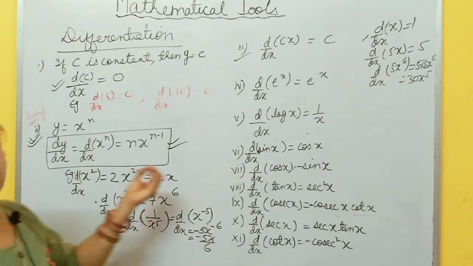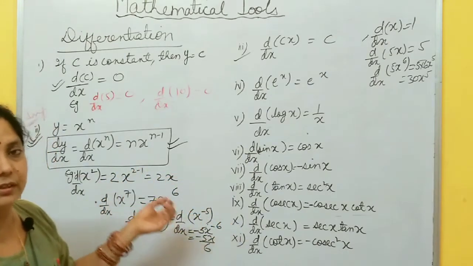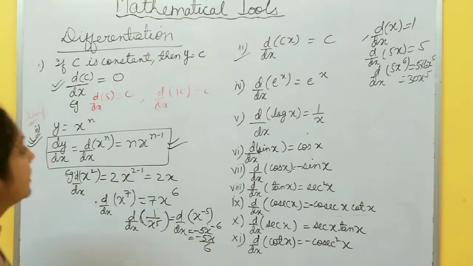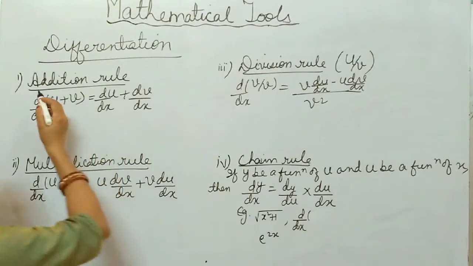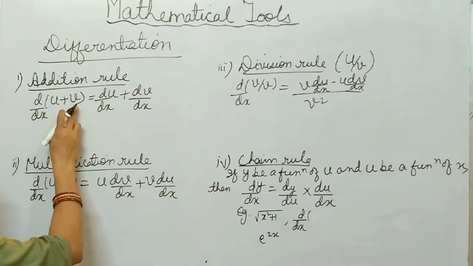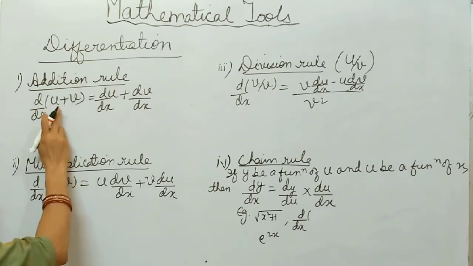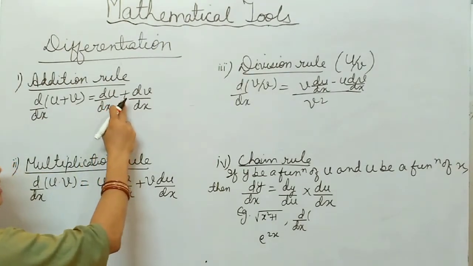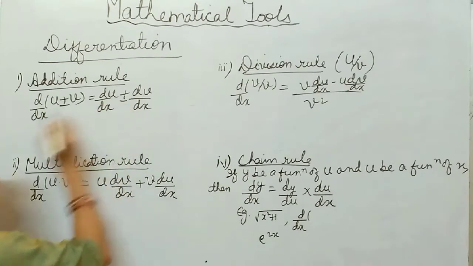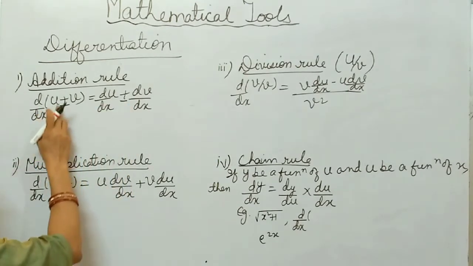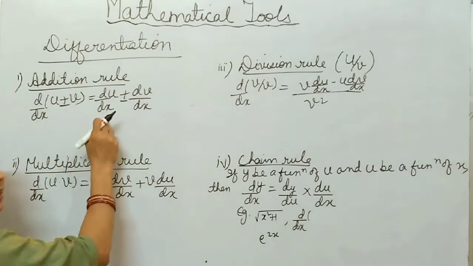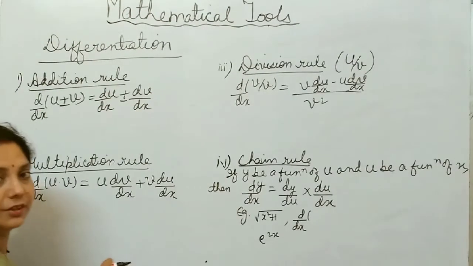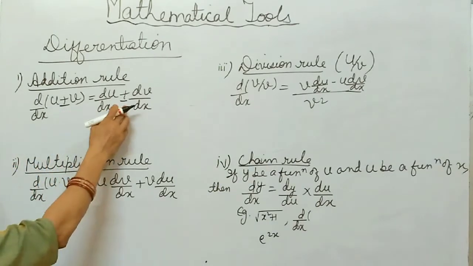After this, there are some rules for differentiation: addition rule, chain rule. I will discuss that. First, take a screenshot of the different rules. First one is addition rule. If there are two functions and both are added, then how do you differentiate this? You just differentiate the two functions separately and put an addition sign here. If it is subtraction, then you put subtraction here. So d by dx of u plus v is du by dx plus dv by dx. If it is minus, then you put a minus sign.